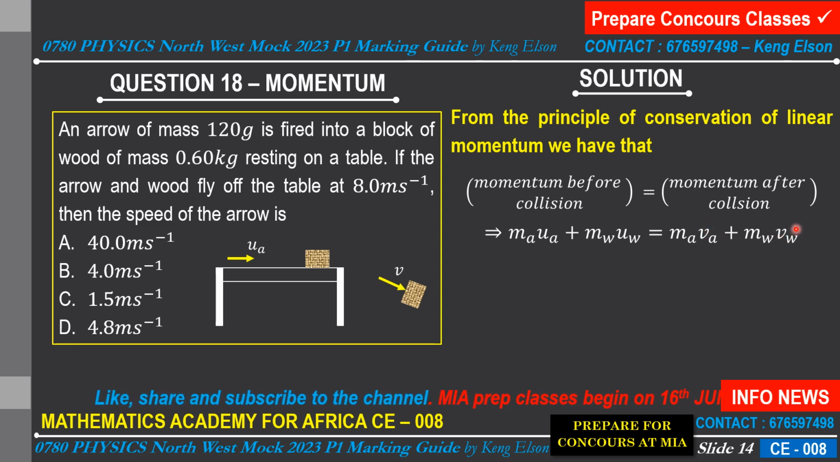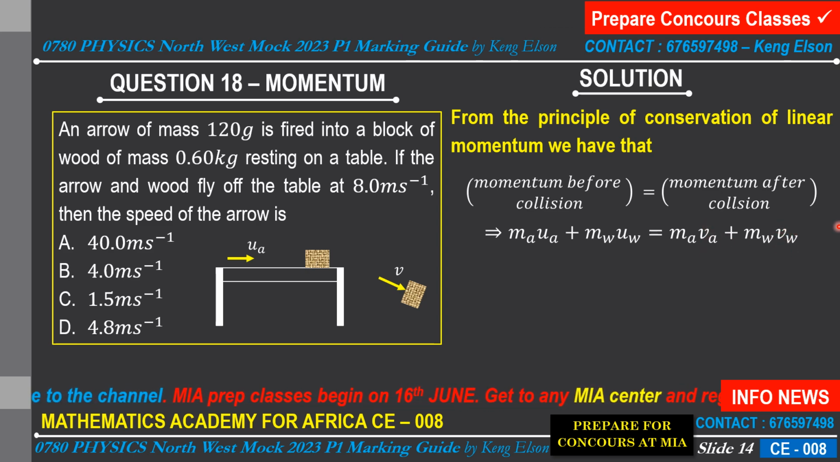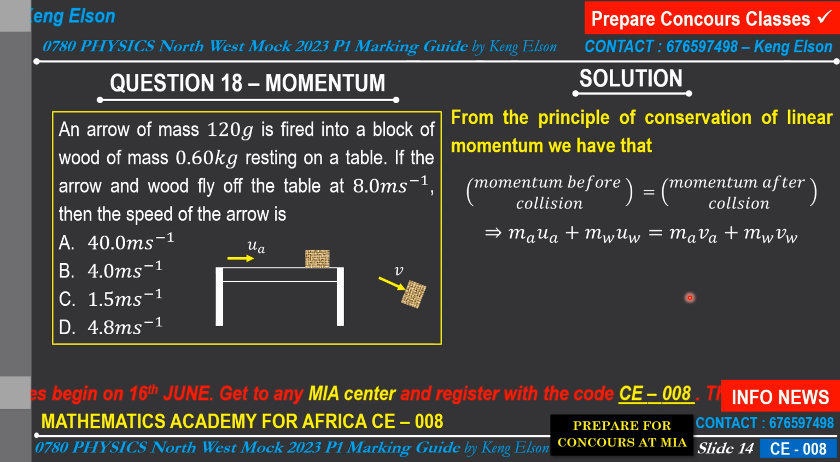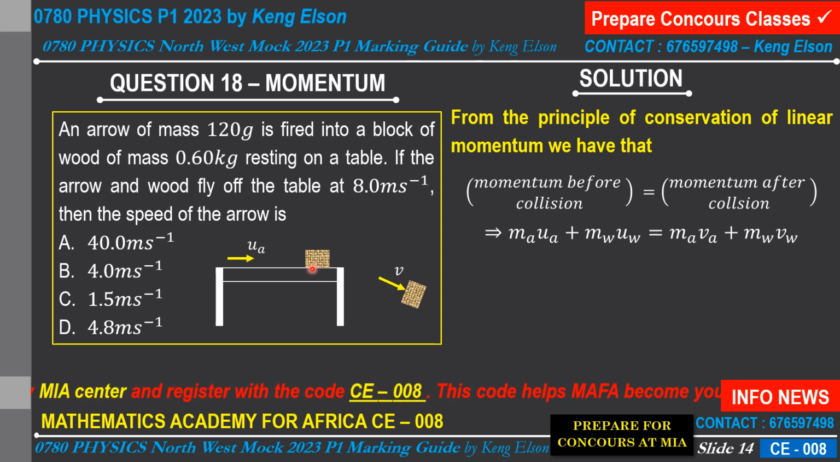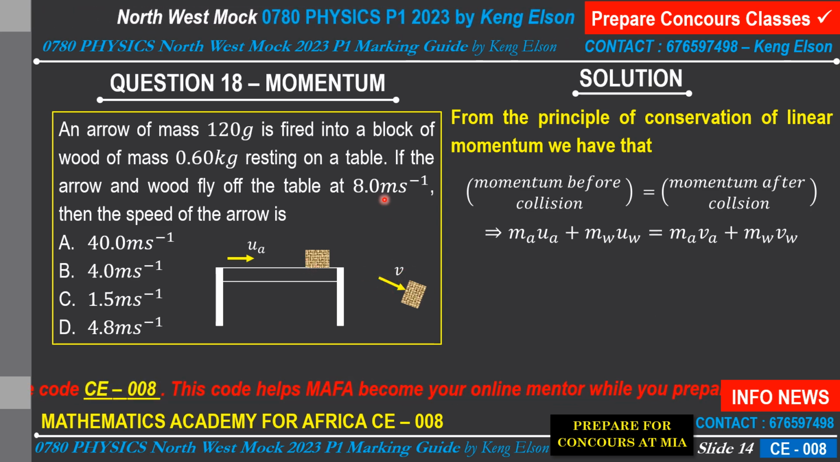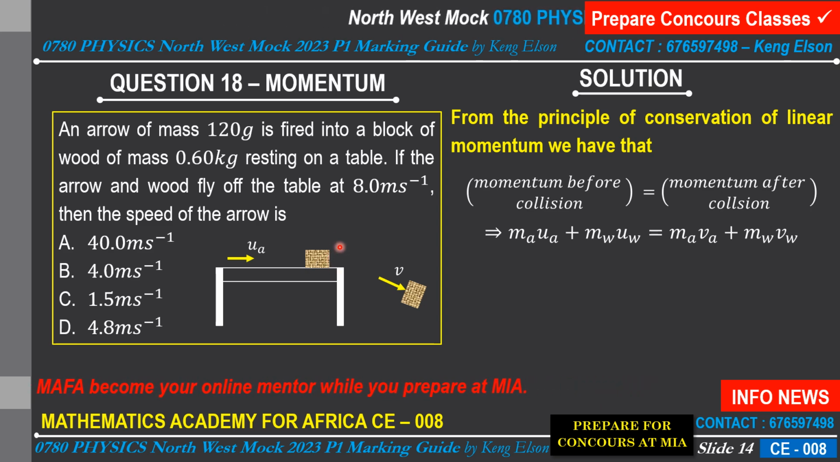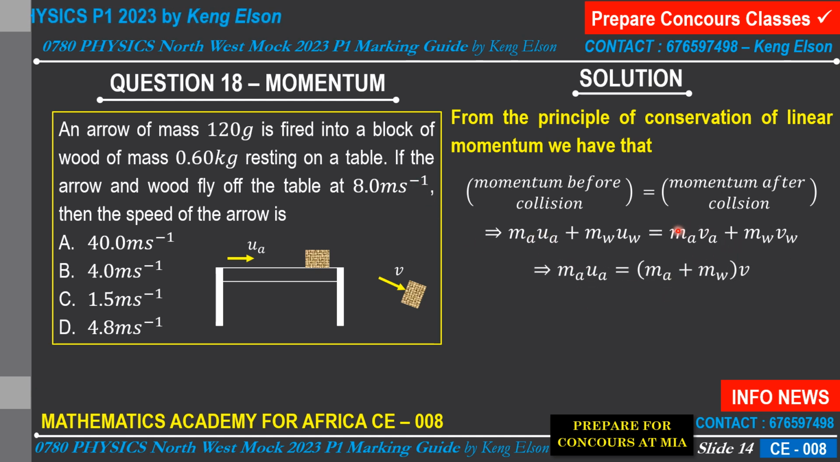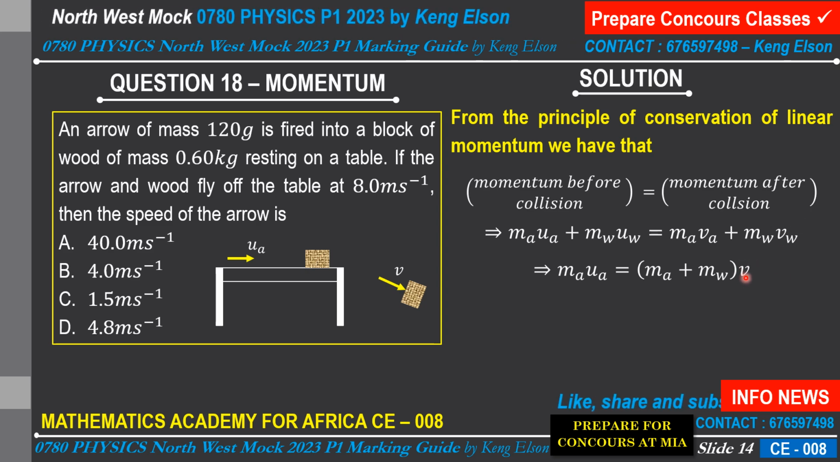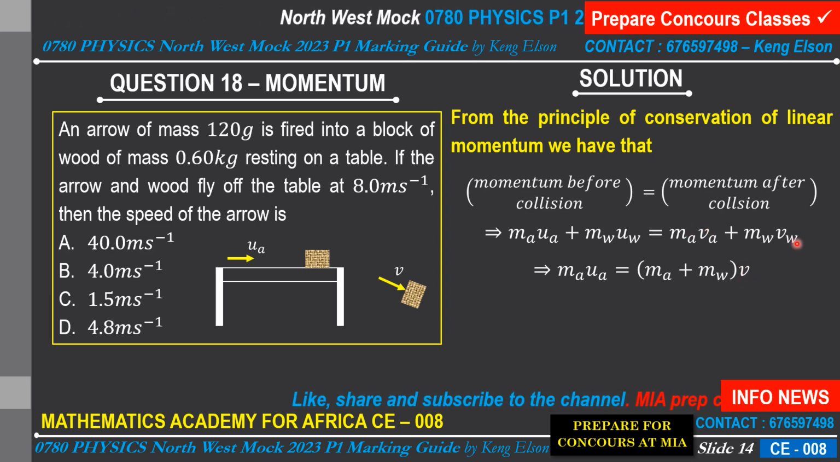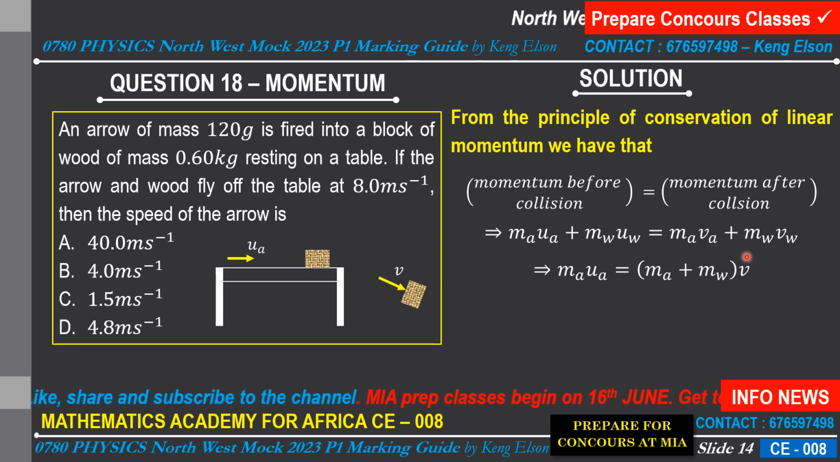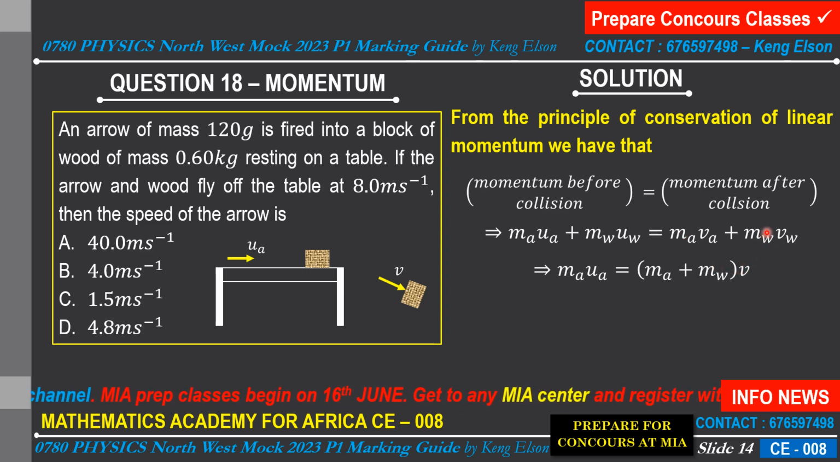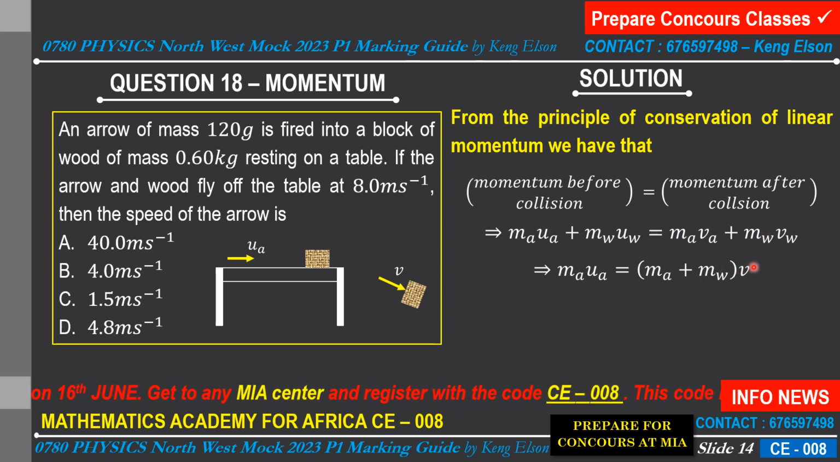What is VA and what is VW? Your VA and VW are equal to each other, which I'm going to call V, because both of them collide and then they move off the edge of the table with a common velocity of 8.0 meters per second. So we have MA UA equal to, since VA is equal to VW equal to V, replace VA with V, VW with V, which is common. Factorize it, you'll be left with MA plus MW as a coefficient of V.